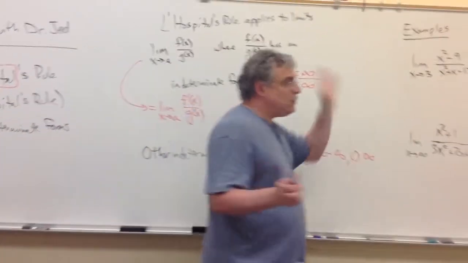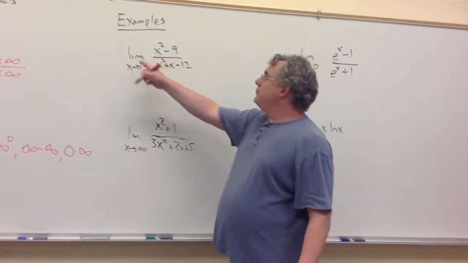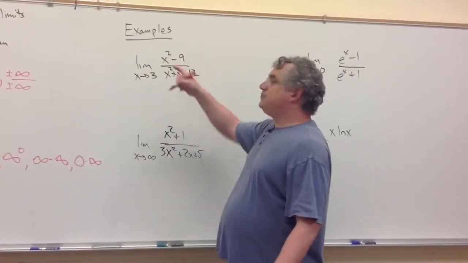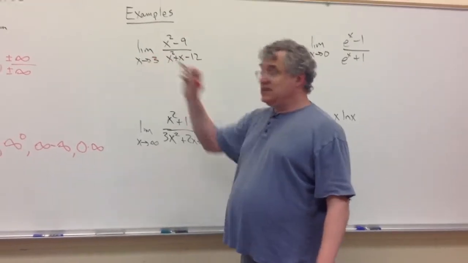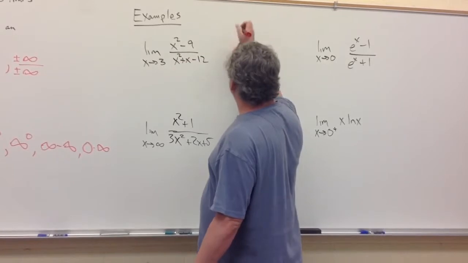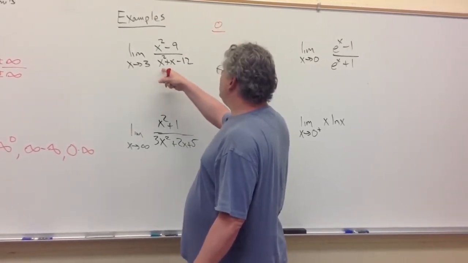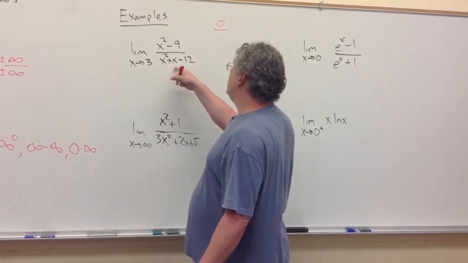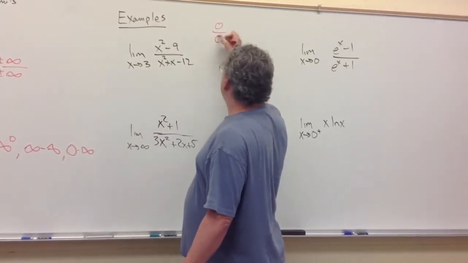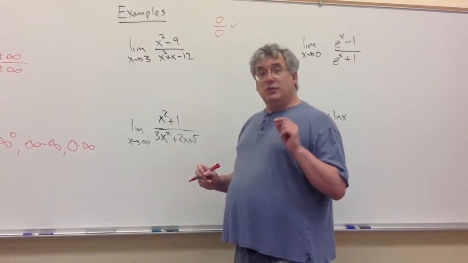So let's try it. Let's not worry so much about what we do when we do it. Let's just do it. So, as x goes to 3 of this, the first thing to tell is, is it the form that we can use? So let's plug 3 in. Top, I get 9 minus 9, I get a 0. The bottom, I get 3 times 3 is 9 plus 3, 12 minus 12, I get 0. It is indeterminate. If it is indeterminate, I can use L'Hôpital's rule.